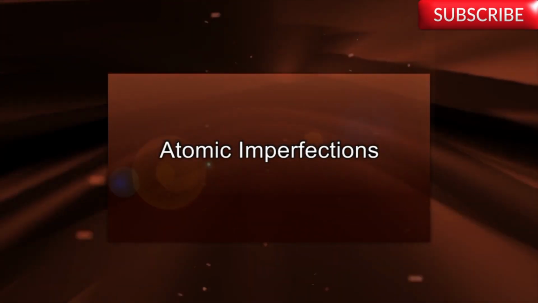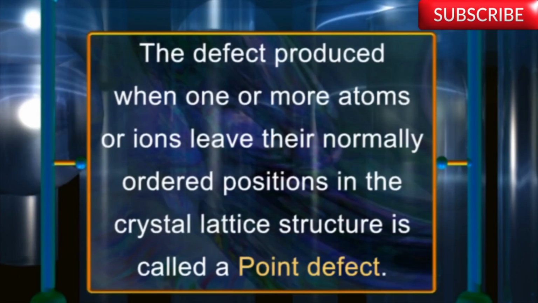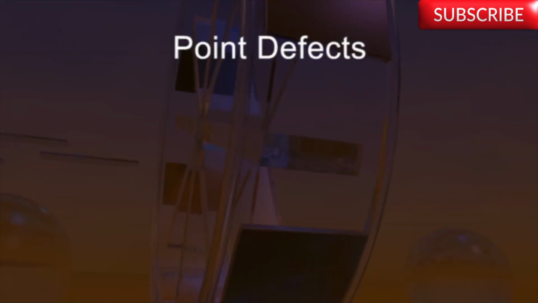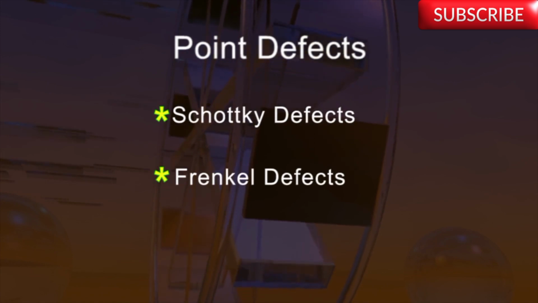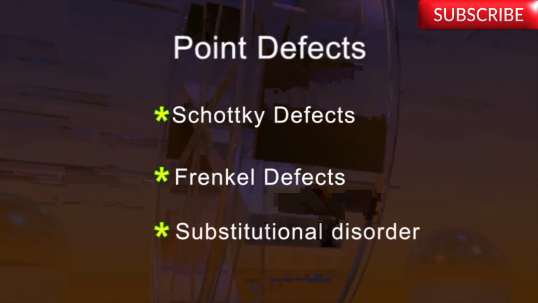Atomic imperfections. The defect produced when one or more atoms or ions leave their normally ordered positions in the crystal lattice structure is called a point defect. Point defects are of three kinds: Schottky defects, Frenkel defects, and substitutional disorder.